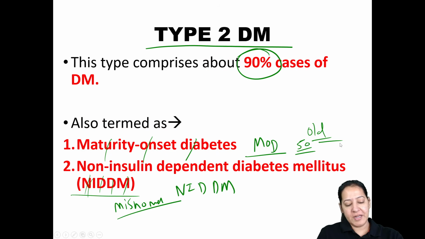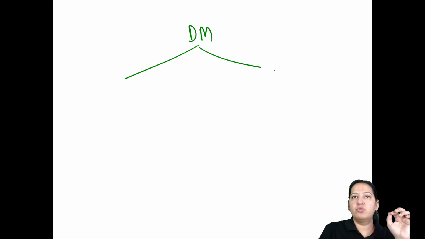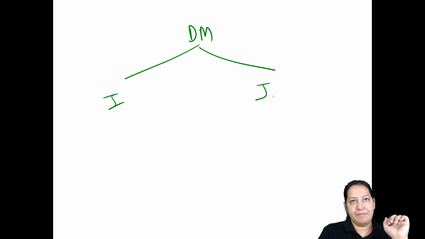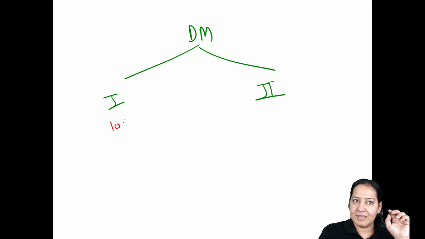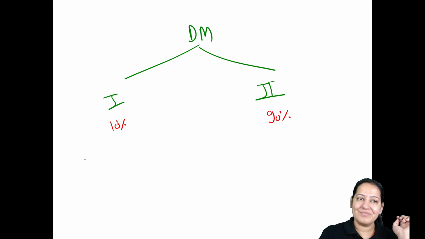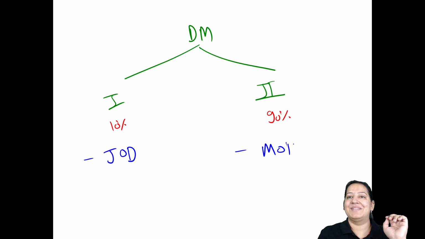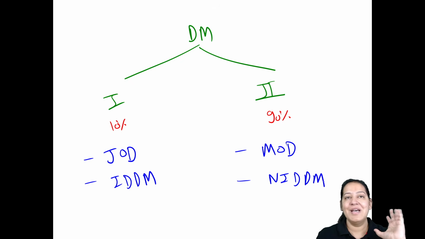So what is the summary? Till now what have we learned? We have learned that diabetes mellitus is of two types, type 1 and type 2. Type 1 is 10%, type 2 is 90%, right? Type 1 is known as juvenile onset diabetes. Type 2 is known as maturity onset diabetes. Type 1 is known as insulin dependent diabetes mellitus. Type 2 is known as non-insulin dependent diabetes mellitus. Right? So that is the summary.